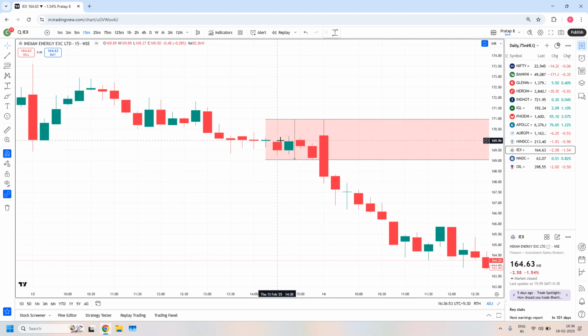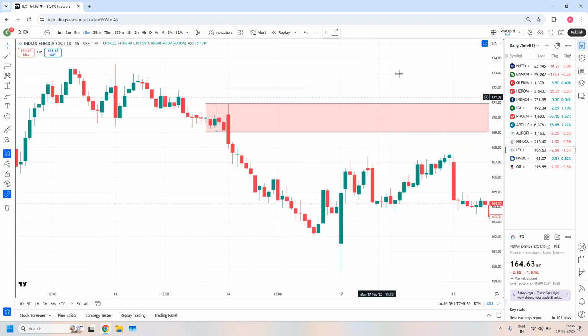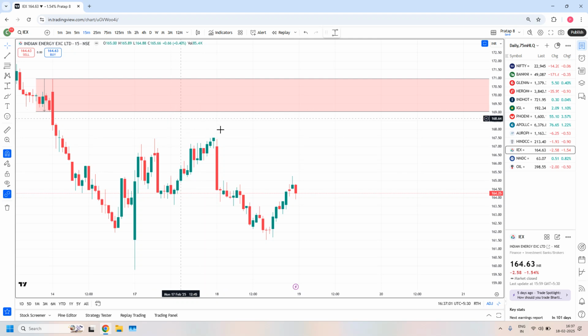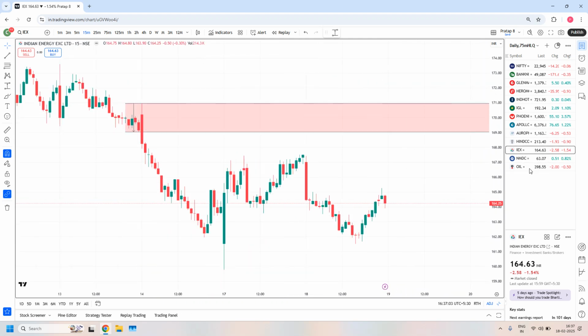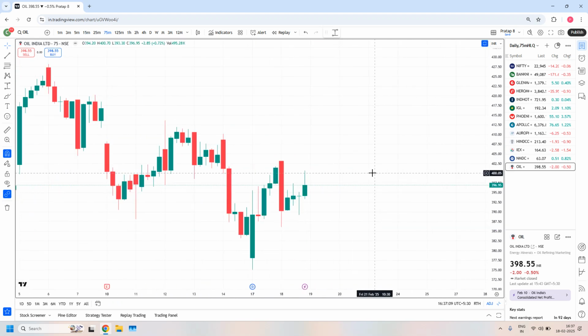Medium size you can keep in the base. You get 9 candles in the base and drop. Such kind of zones will be violated easily. So I didn't focus on this. NMDC we already discussed, and OIL, the last stock, this is also a 75 minutes high liquidity supply zone.